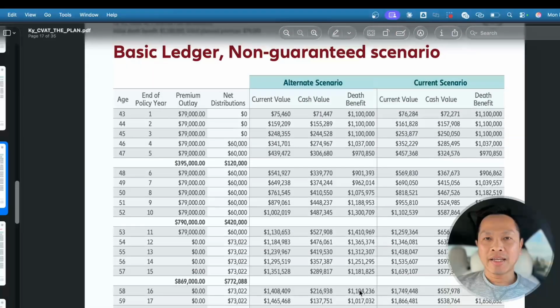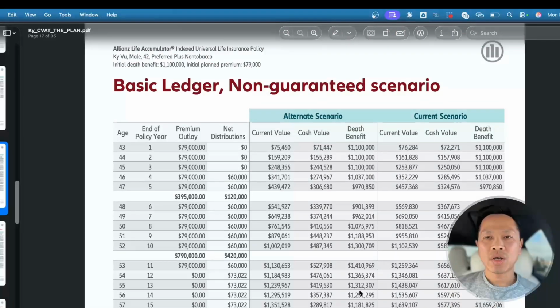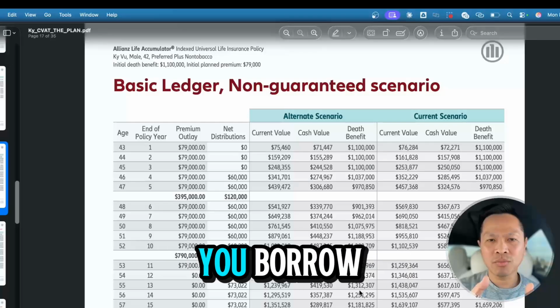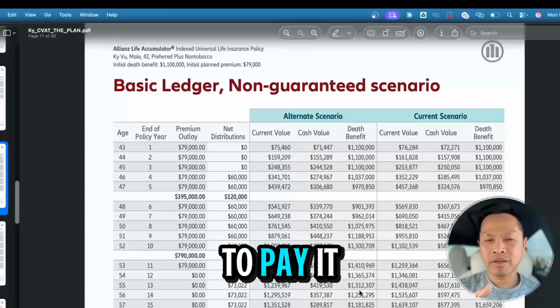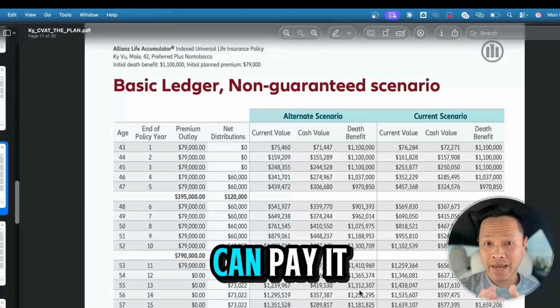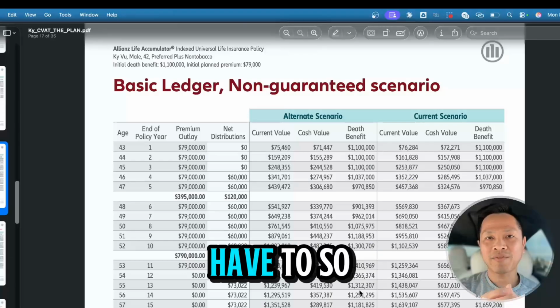That's why I use IUL as my financial foundation to build on top. So I have that big foundation, and if everything just turns out bad, I still have that, and my family is going to be protected. You're probably wondering, so what happened to the loan that you borrow? Do you have to pay it back? So the answer is you can pay it back, but you don't have to.